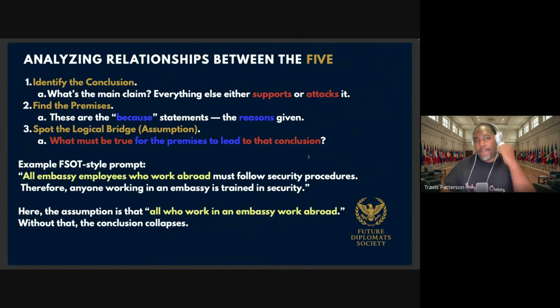Once you can identify these pieces, the next level is learning how to connect them. This is where FSOT questions start to get a little tricky.